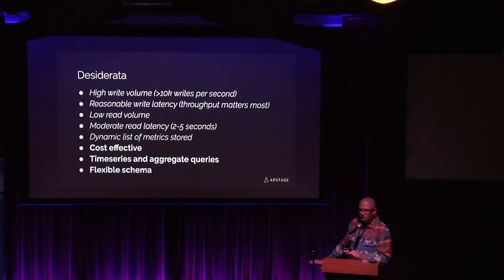Okay, so all those things were being delivered by Cassandra. We also needed to deliver on some additional things. We wanted it to be more cost effective. We wanted to get out of the business of having to do our own work with aggregations, right? We wanted something that supported time series and aggregate queries on our data. And then, of course, we wanted flexible schemas.